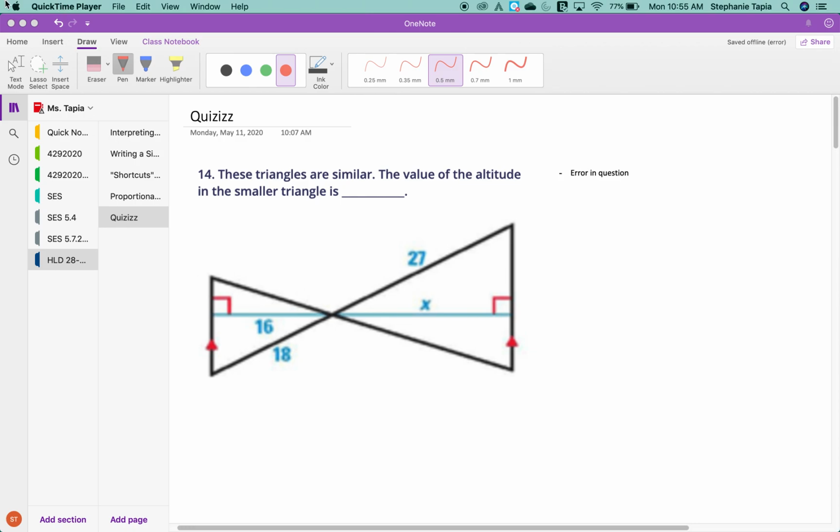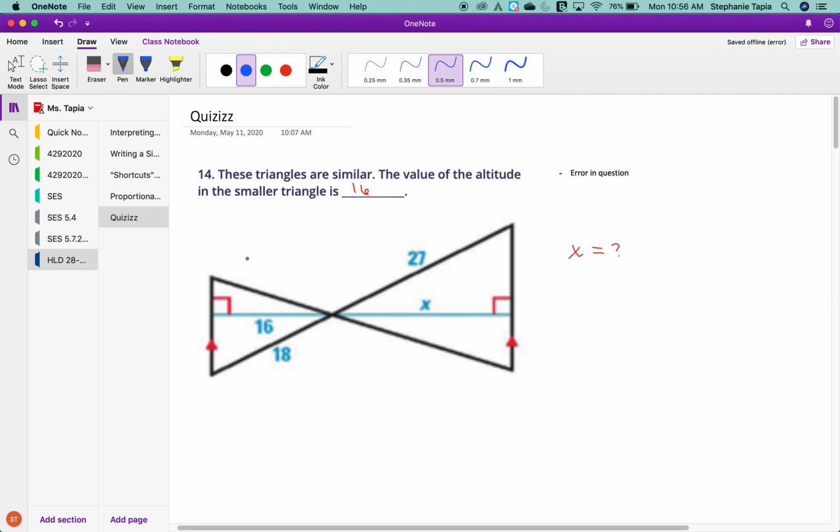The first thing I noticed with that was that there was an error. There was an error in this question because it does tell you these triangles are similar. Find the value of the altitude in the smaller triangle. Obviously, this is the smaller triangle, so the altitude is given, and it is 16. So if you put 16, then technically you are answering the question. Okay. However, if you're finding x, right? If you are finding x, then you are finding the altitude in the larger triangle.